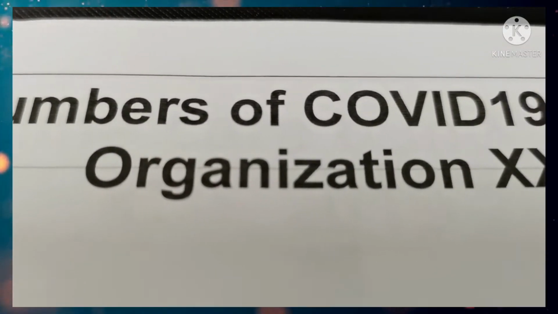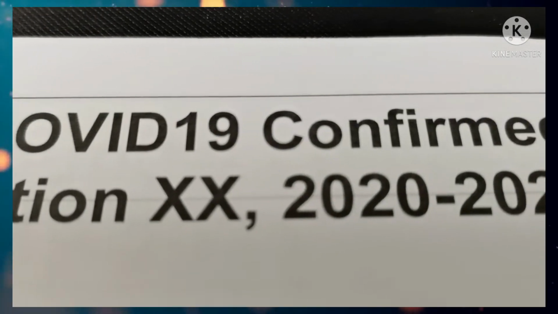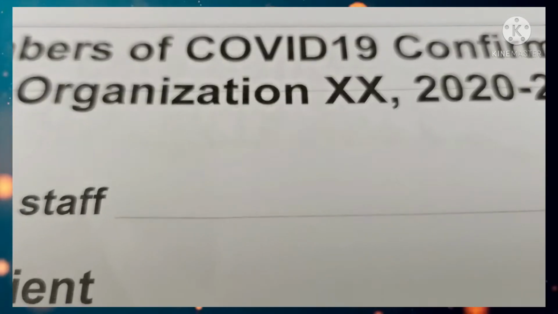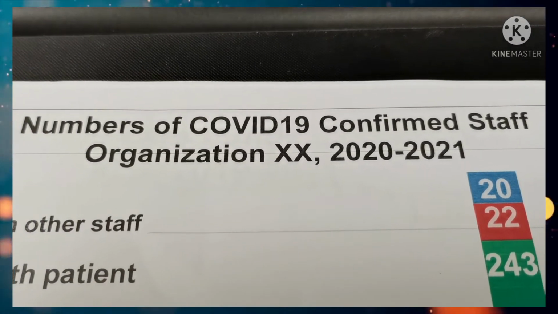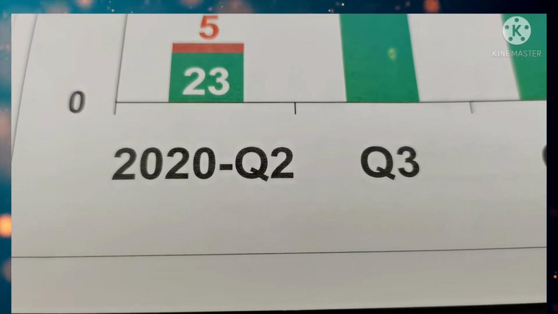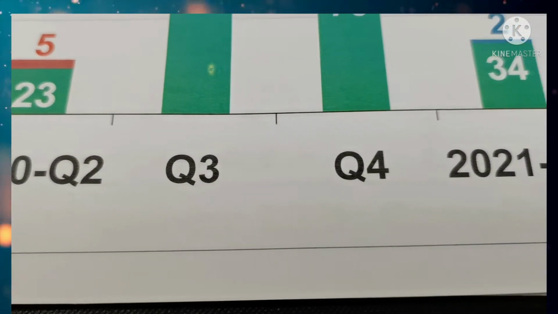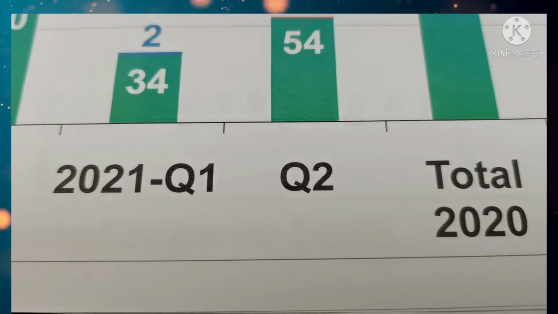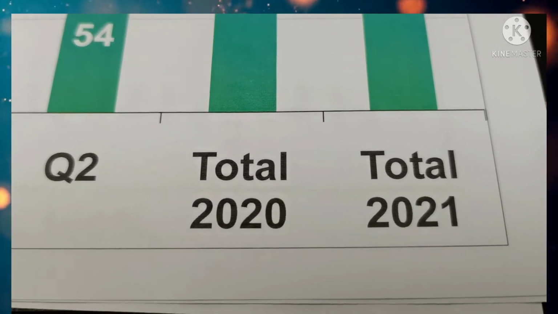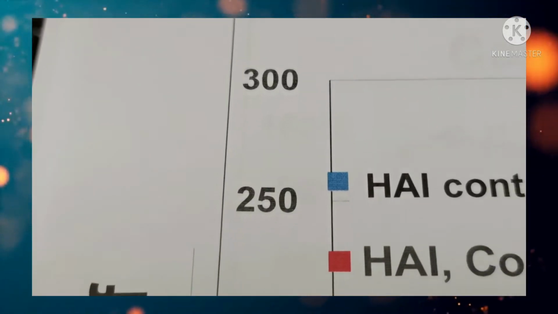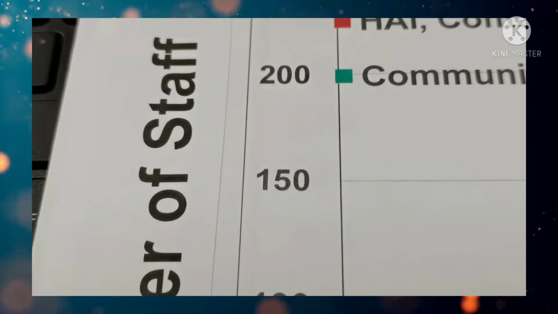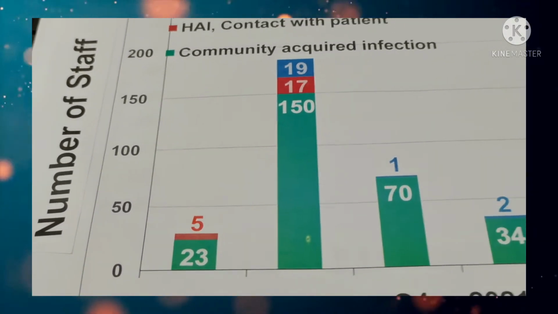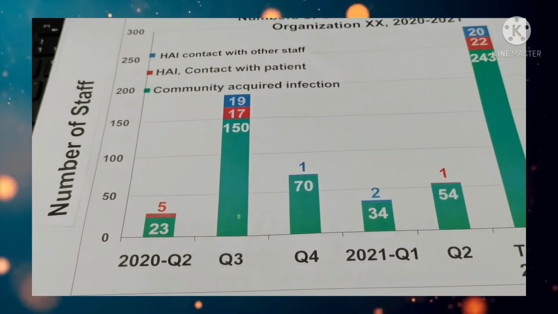So the title of our graph here is Number of COVID-19 confirmed staff at Organization X in the time period 2020 until 2021. The transverse axis showed the time, our date, here quarter 2, 2020, followed by quarter 3, and so on, going through 2021. Then the longitudinal axis, or the y-axis, showed the numbers of staff affected. So we have numbers of staff along the time, which is quarterly.